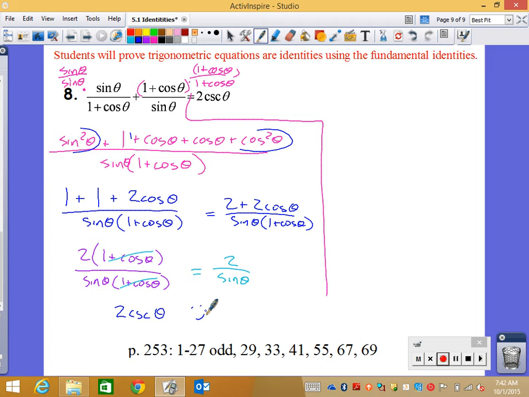But remember, the key thought here was, hey, I needed to turn these 2 terms into 1 term, so I had to make common denominators. But then I had to notice, hey, I have a Pythagorean identity here, sine squared plus cosine squared. I reorganized some things, and then I had to factor out a 2 to get from here to here. I had to factor out that 2. When I factored that 2 out, things nicely canceled, and I was left with a 2 cosecant.